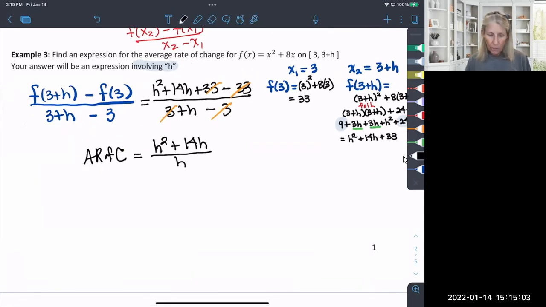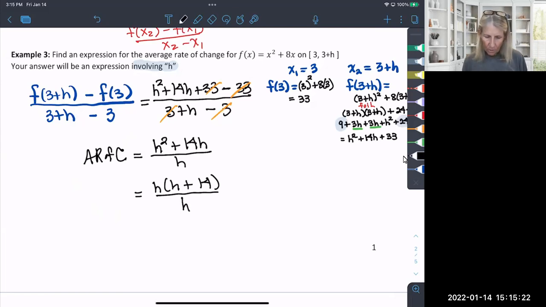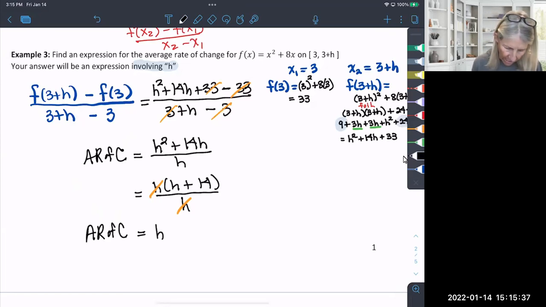We can reduce fractions by canceling a common factor. So I'm going to factor the numerator. Let's factor an h out because both terms have a common factor of h. This would be the safest way to cancel so that you're not doing anything illegal. Cancel my common factors of h, and I now have the expression for the average rate of change, and that is just h plus 14.